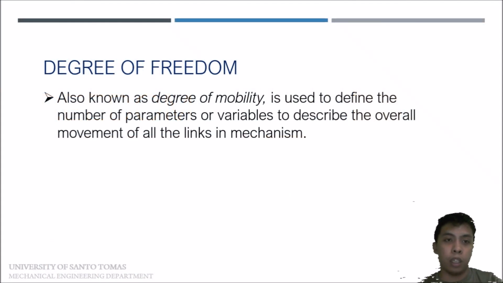So the degree of freedom, also known as the degree of mobility, is used to define the number of parameters or variables to describe the overall movement of all links in the mechanism. So, in other words, if you have an input motion, ang hinahanap natin, ilang output motion ba yung mabubuo natin. So, kung ilang output motion yung mabubuo, that will become the degree of freedom ng mechanism natin or the degree of mobility.